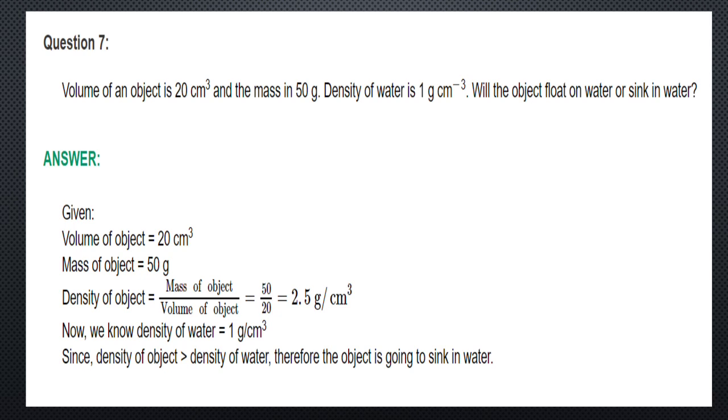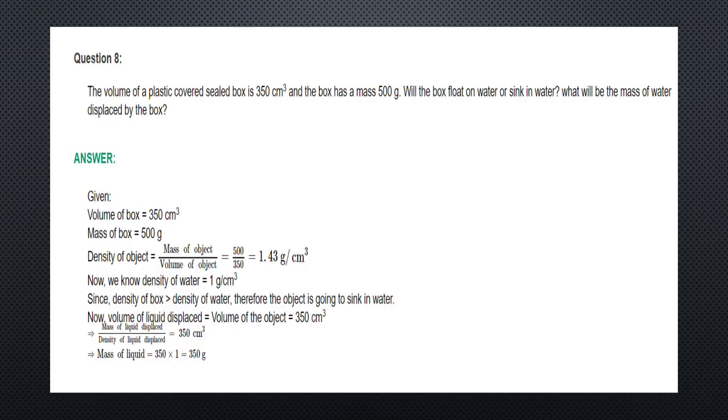Now we got the answer of density 2.5 gram per cm cube, which is greater than the water. So since the density of object is greater than density of the water, therefore the object is going to sink in the water. So this is the answer of question number 7. Now last question is question number 8. What is question number 8? The volume of a plastic covered sealed box is 350 cm cube and the box has a mass 500 gram.